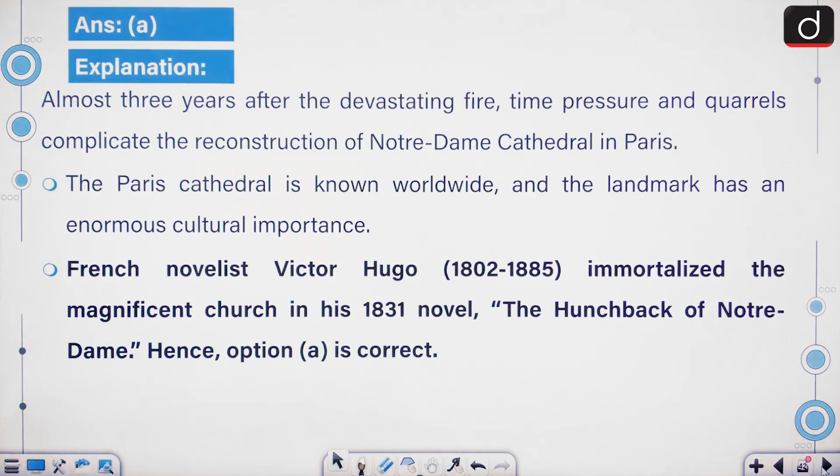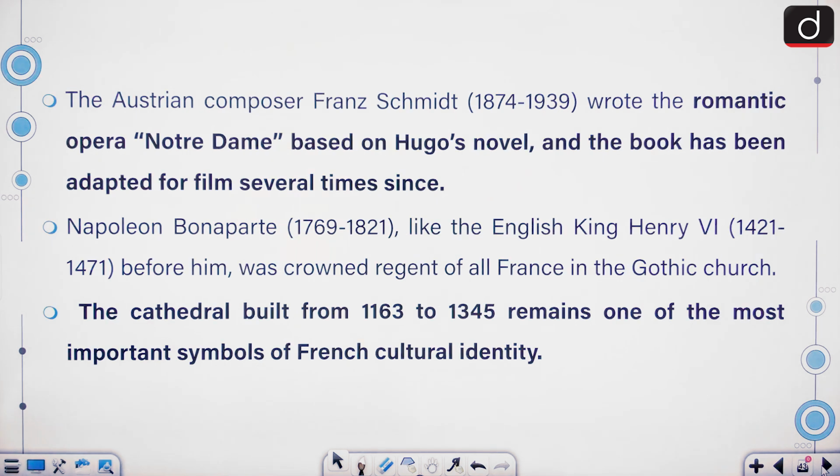Option A is correct. Almost 3 years after the devastating fire, time, pressure, and quarrels complicate the reconstruction of Notre-Dame Cathedral in Paris. The Paris Cathedral is known worldwide, and the landmark has an enormous cultural importance. French novelist Victor Hugo immortalized the magnificent church in his 1831 novel, The Hunchback of Notre-Dame. The Austrian composer Franz Schmidt wrote the romantic opera Notre-Dame based on Hugo's novel, and the book has been adapted for film several times since.